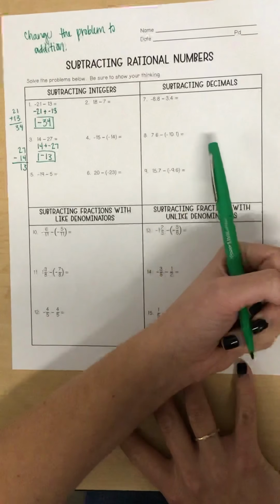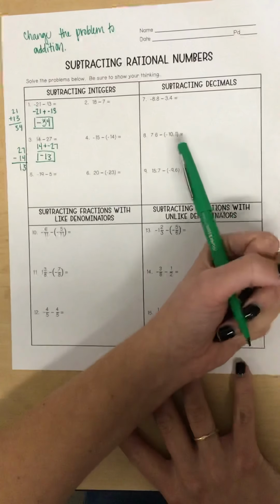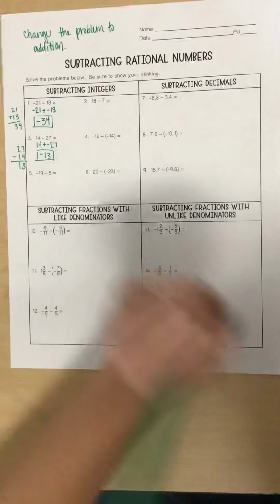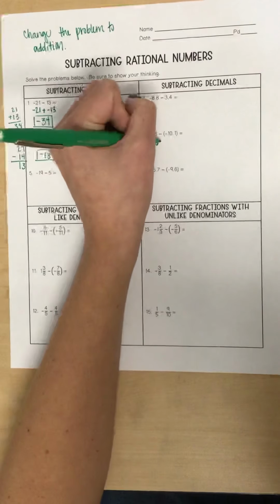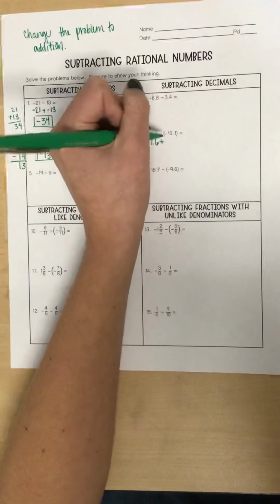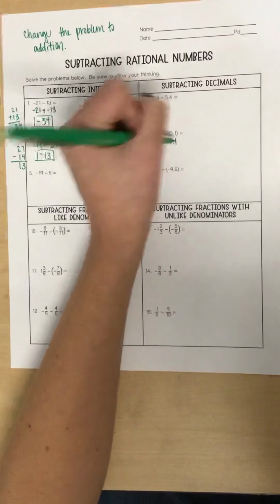Alright, and then let's do, I'll do this one with you. So number 8. We have negatives and subtraction, so I'm going to rewrite it as addition. So I have 7 6 stays, subtraction changes to addition, and negative 10 and 1/10 changes to a positive 10 and 1/10.